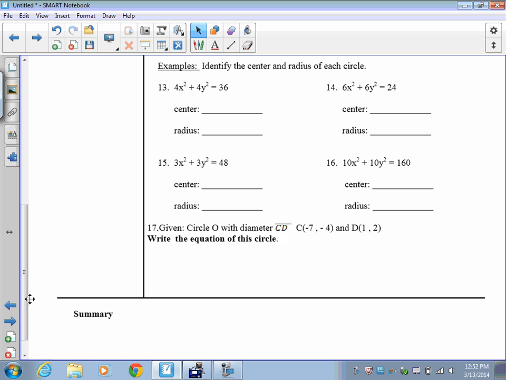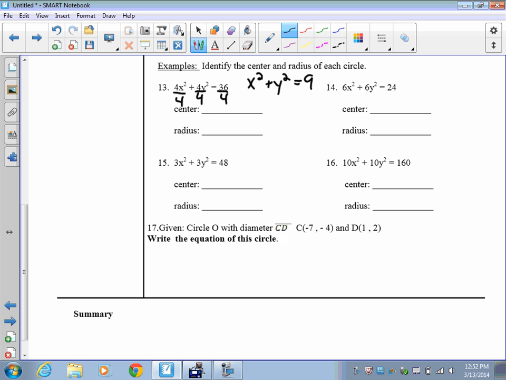So for numbers 13 through 16, we're not given an equation in standard form. We have to get rid of the 4 for number 13. So what we do is we just divide everything by 4. So we're going to get x squared plus y squared is equal to 9. Once you do that, it's a pretty easy problem to find the center. It's 0, 0, and the radius is going to be 3. So before I write 3 down, the radius is going to be the square root of 9, which is 3.